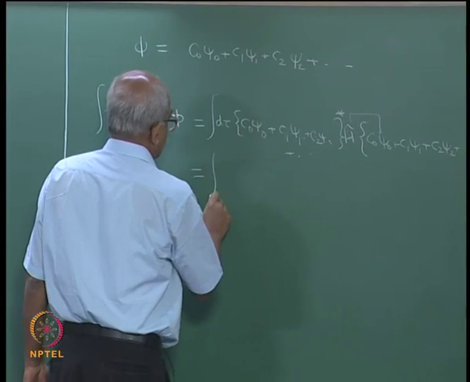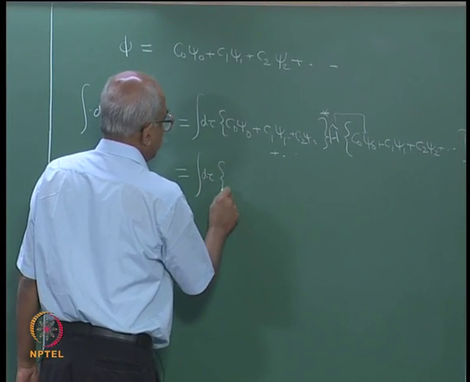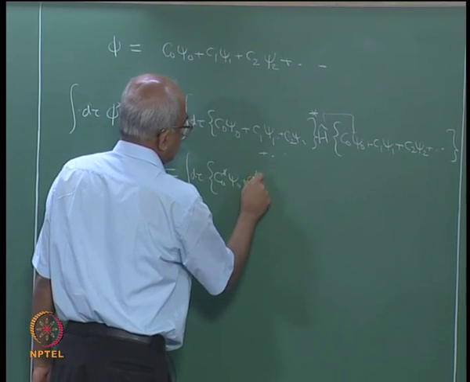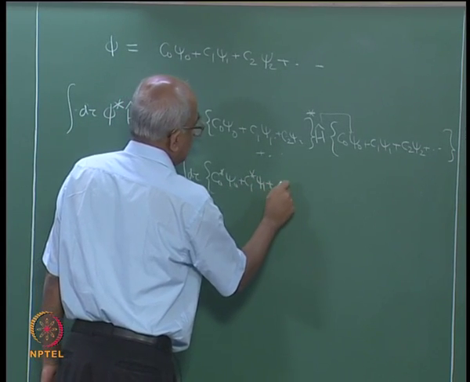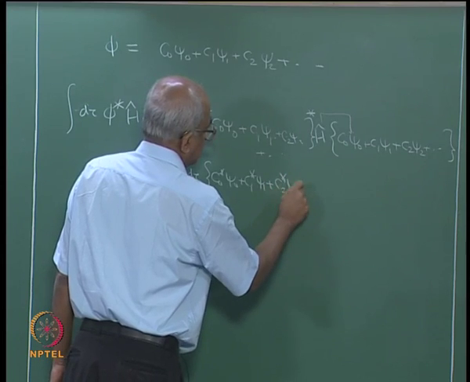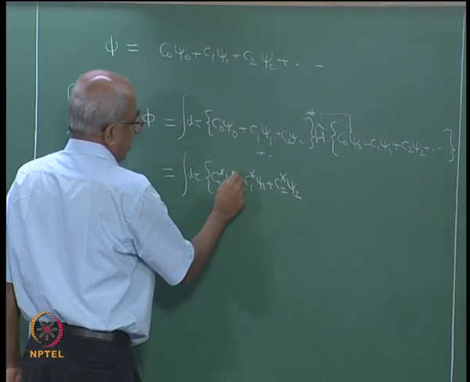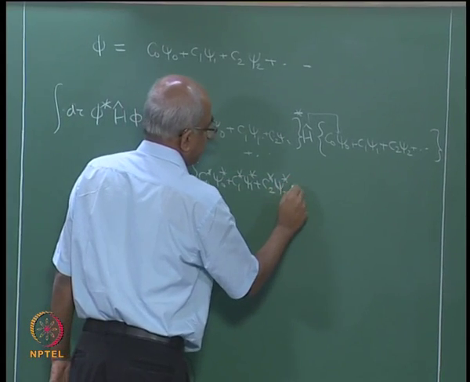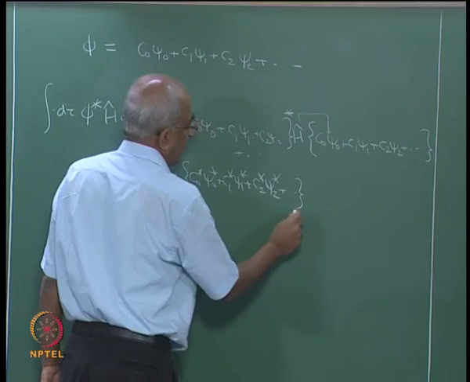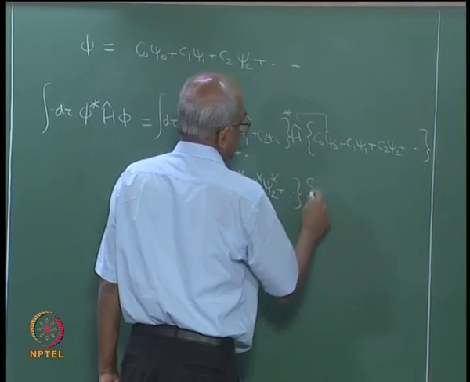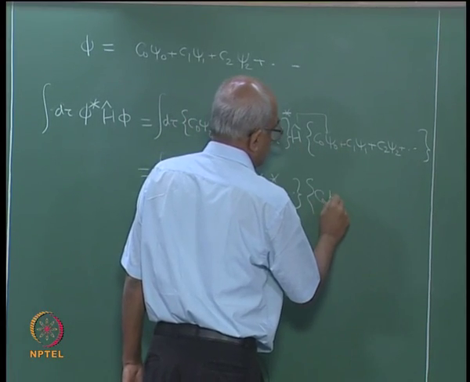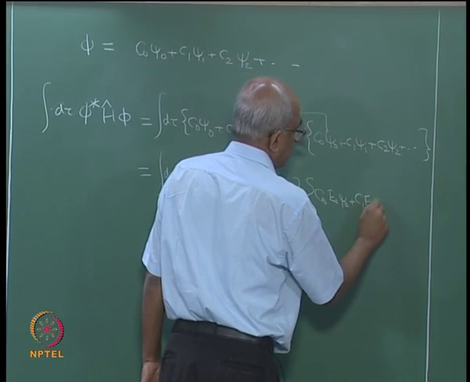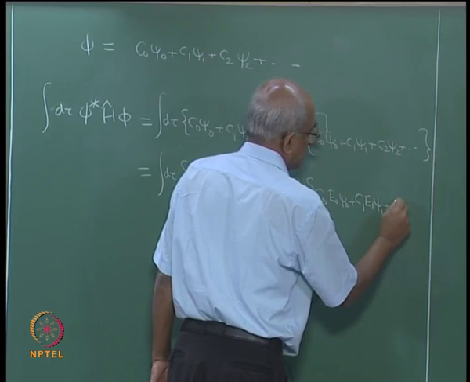So therefore this is actually the integral d tau of C0 star psi 0 plus C1 star psi 1 plus C2 star psi 2. Well, I should also put star on these psi's. And when H goes inside, you are going to get C0 E0 psi 0 plus C1 E1 psi 1 plus etc.